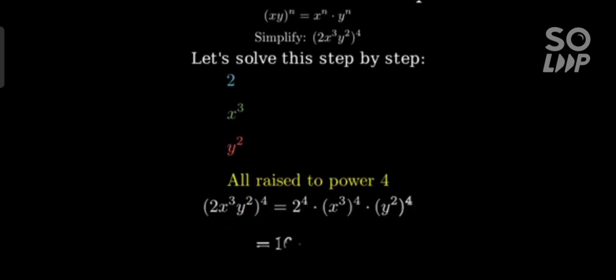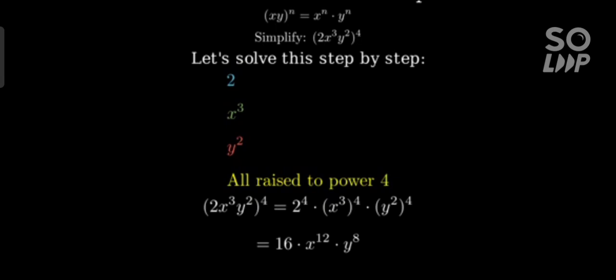Now, let's apply the power of product rule. This means we'll raise each factor to the power of 4. 2 to the 4th equals 16. x to the 3rd to the 4th equals x to the 12th. y to the 2nd to the 4th equals y to the 8th.